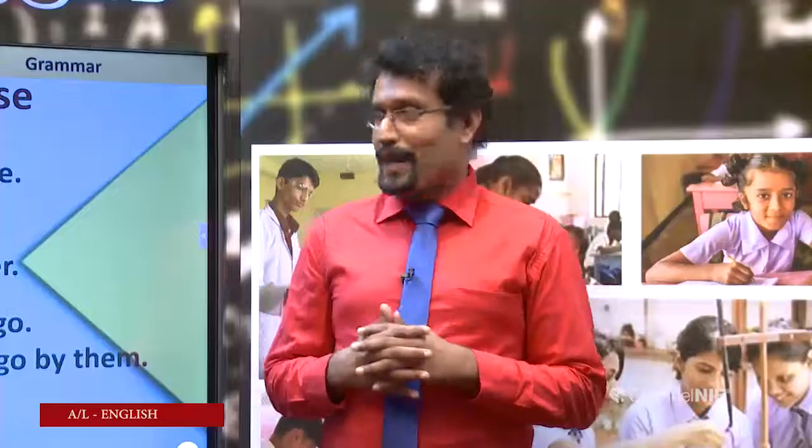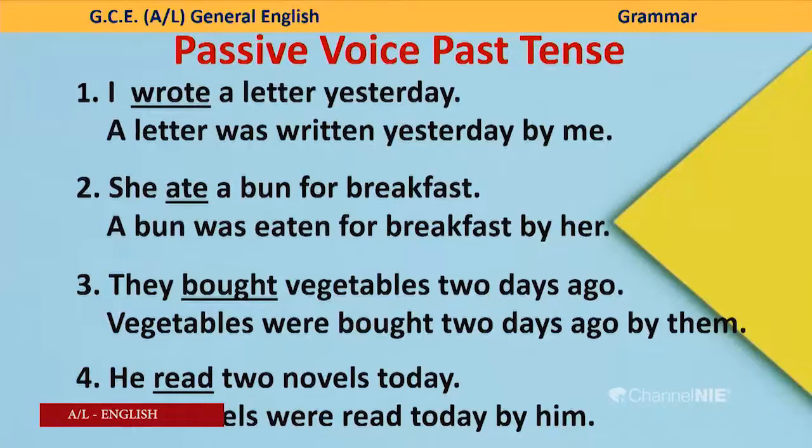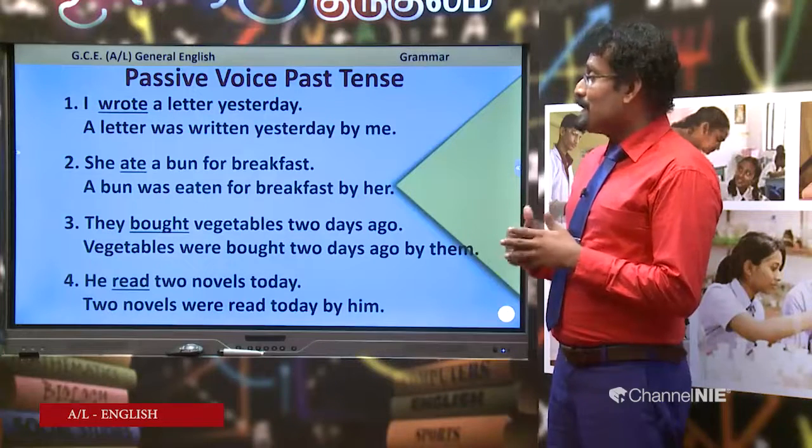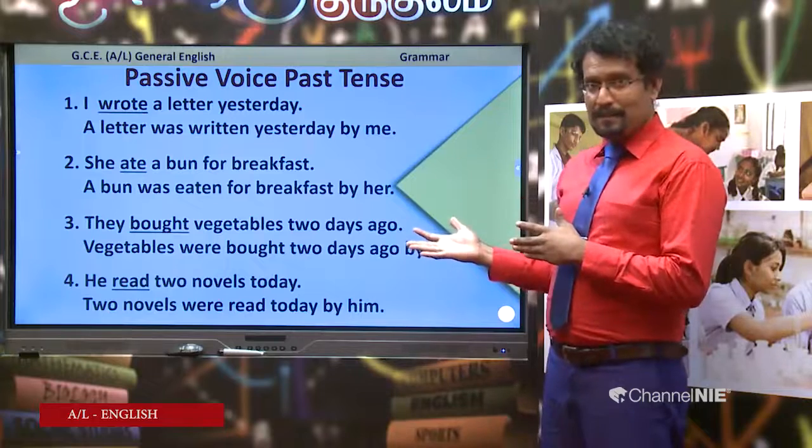Right. Now let's look at passive voice past tense. So as you can see on the screen, I wrote a letter yesterday. I is the subject, wrote is the verb, a letter is the object, and yesterday. A letter was written yesterday by me. Only the helping verb has been changed there. Write, wrote, written. So we take the past participle form of the verb write.